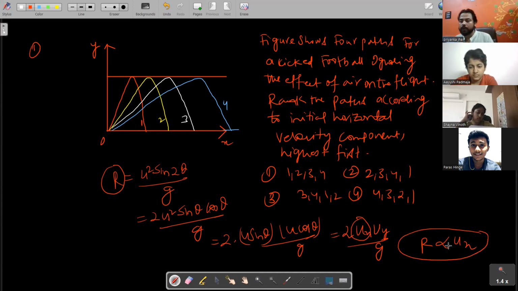The initial horizontal component of velocity. And you can see that path number 4 has the highest range. So the initial horizontal component of the velocity will be maximum in path number 4, then in 3, then in 2, then in 1. So the correct answer is the fourth one, because highest first, right? Understood? Yes, sir. Note it down.